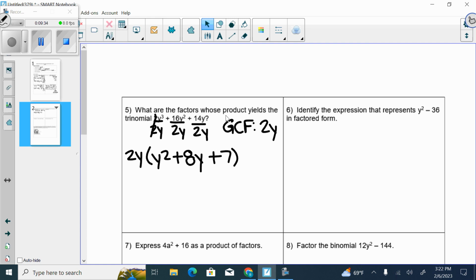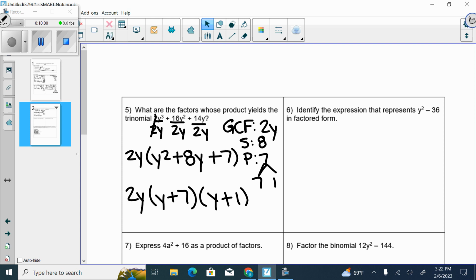Okay, so what's my sum? Good. And what's my product? 7. All right, what's the only thing that multiplies to give me 7? 7 and 1. And is 7 plus 1, 8? All right, then we're good. So, GCF first, which is 2y. And then I have a y plus 7 and a y plus 1. Those are my factors.